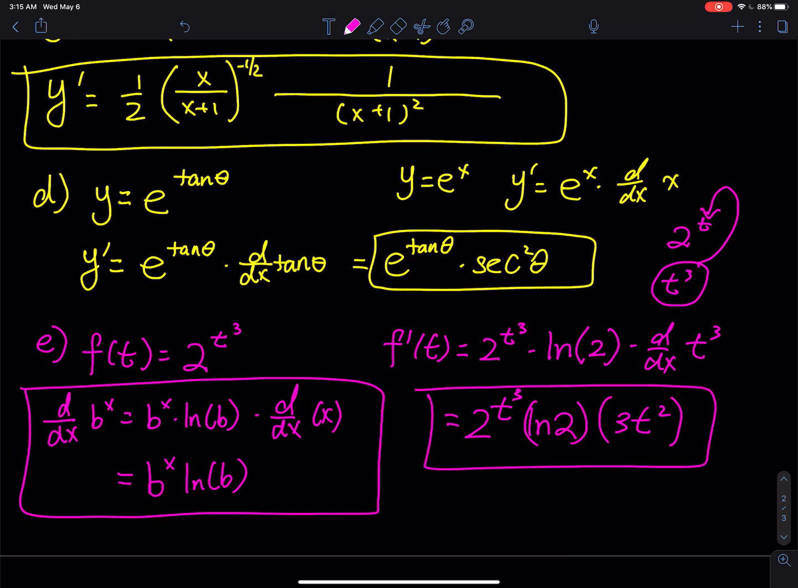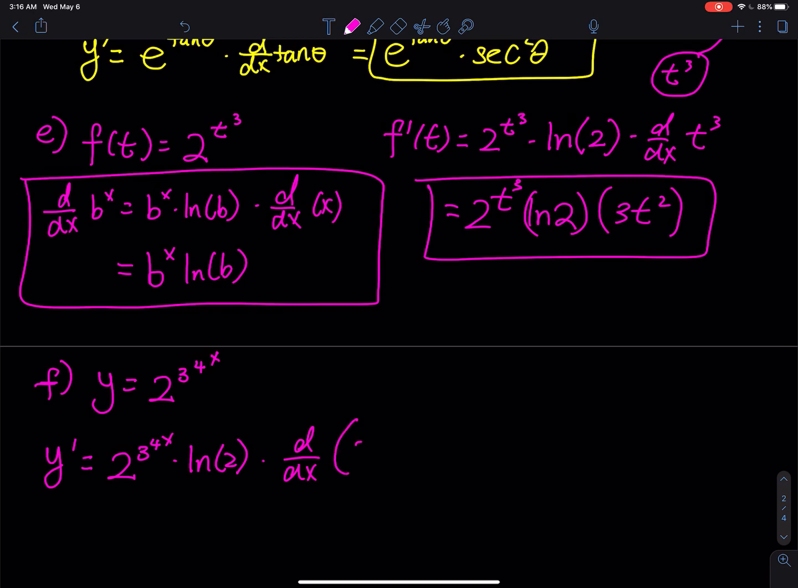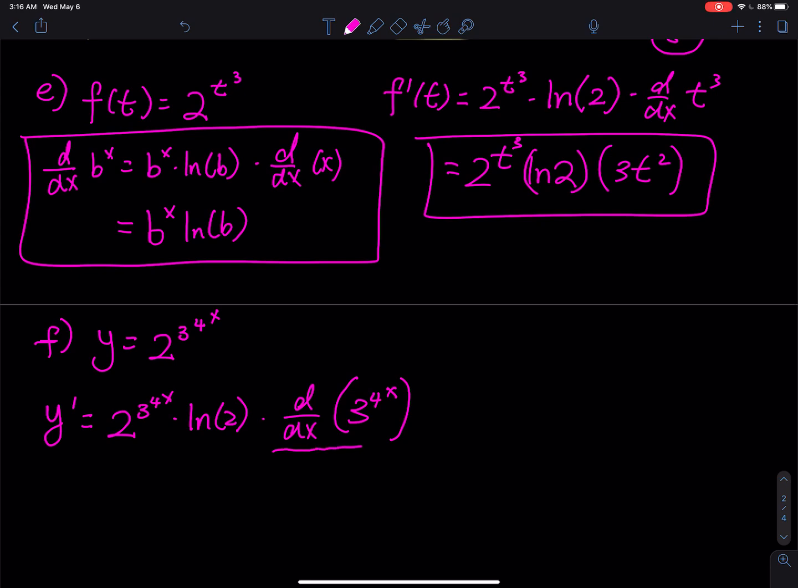Moving on to a more complicated exponential function. So part f, we have y equals 2 raised to the third power, raised to the fourth power, and then raised to the x power. All right, so y prime, we have 2 to the anything, so 2 to the 3 to the 4 to the x, and then ln of the base, and then what else? And then you multiply the exponent of 2, whatever the exponent is, you bring everything in there, which is 3 raised to the fourth raised to the x. So you have another chain right there.